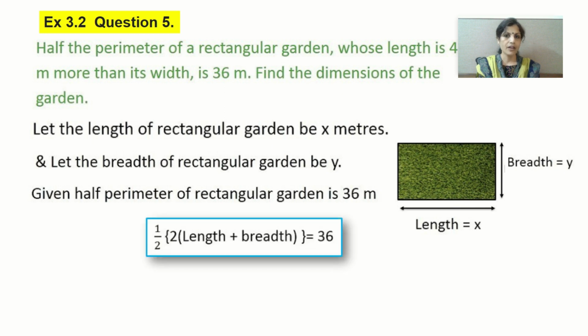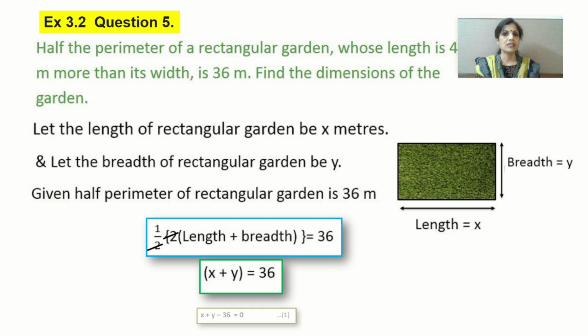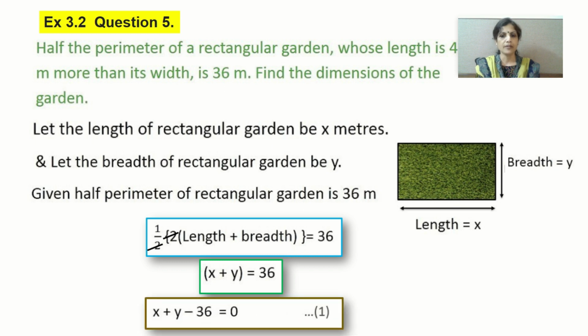So half perimeter of rectangle is 2 in the bracket length plus breadth, and that is given to us as 36. So after solving it, we get x plus y is equal to 36, because we have taken length as x and breadth as y. So x plus y is equal to 36, and this is our equation 1.